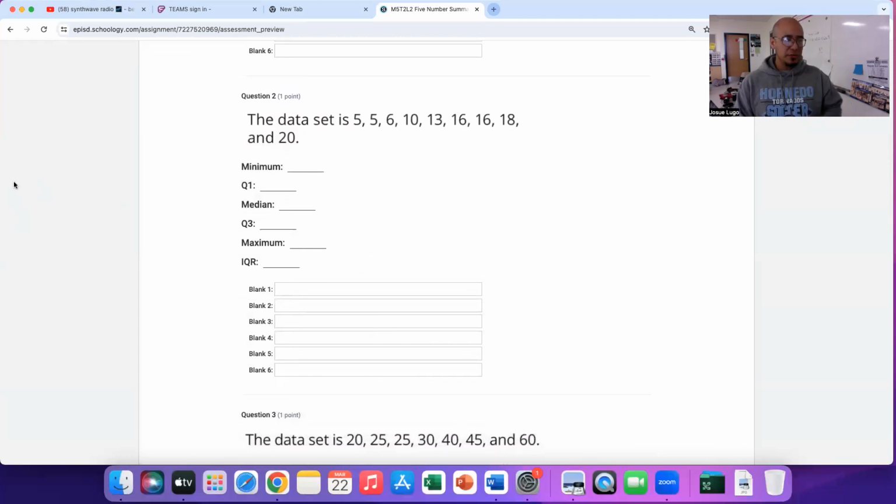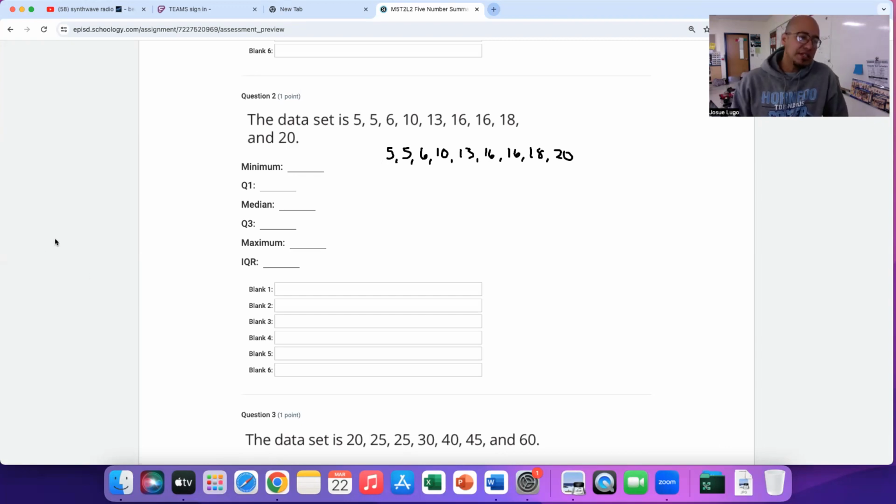So in this data set, ladies and gentlemen, I'm going to rewrite all the numbers again. Let's just write them in a line. So we have 5, 5, 6, 10, 13, 16, 16 again, 18, and 20. And notice how this time we have 1, 2, 3, 4, 5, 6, 7, 8, 9. 9 numbers, meaning that there should be 1 in the middle.